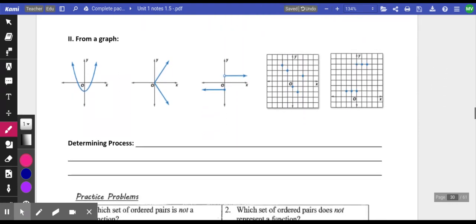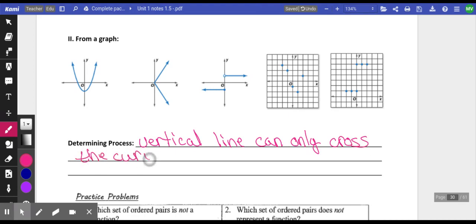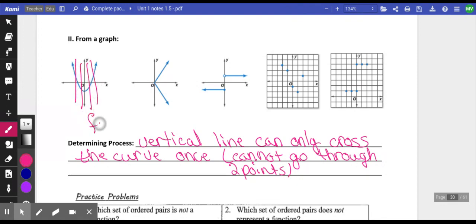So now from the graph, here's where we're going to use the vertical line test. So our determining process is the vertical line can only cross the curve once. Or in other words, it cannot go through 2 points. So this first one, it's a function. This one, if I draw this vertical line right here, it goes through 2 separate points, so it's not a function.